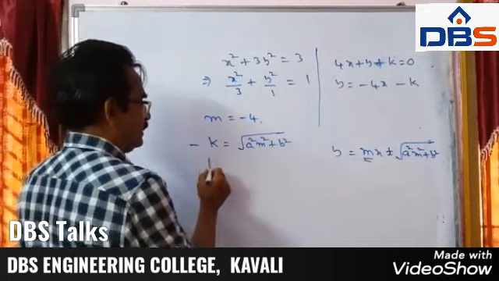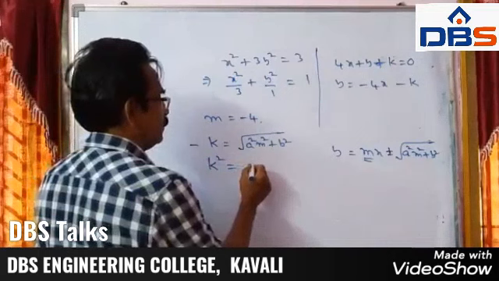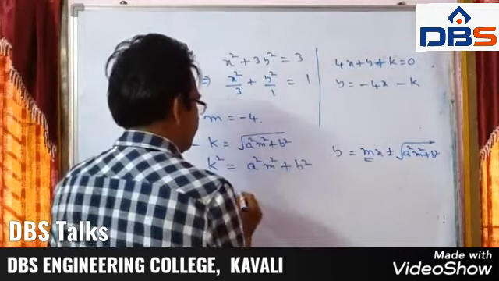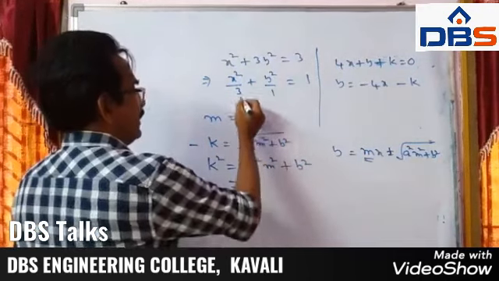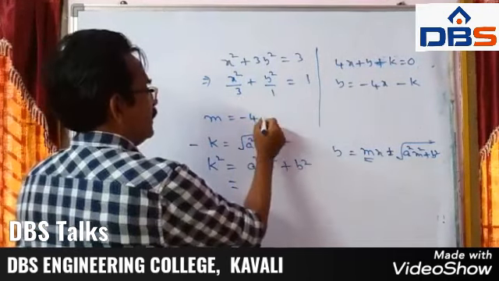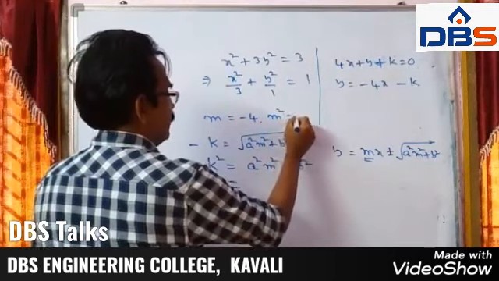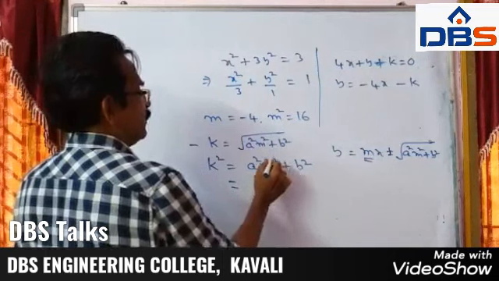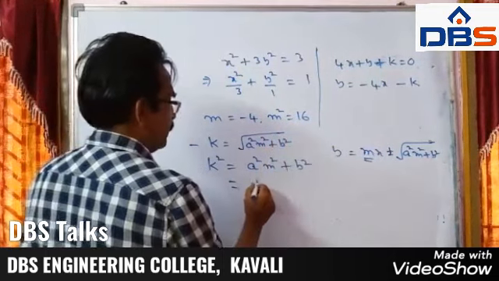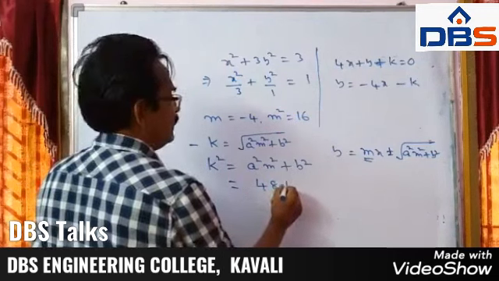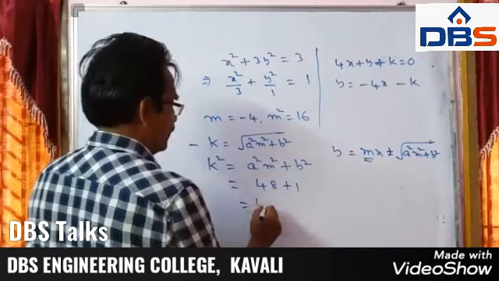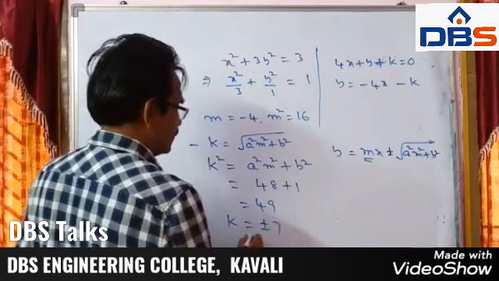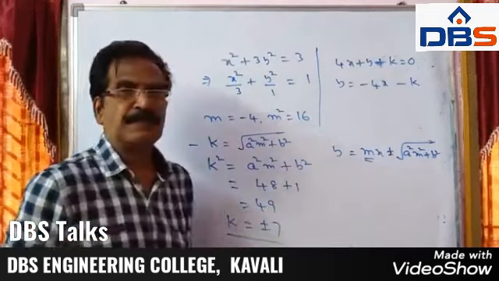Squaring on both sides, k² = a²m² + b². Here a² = 3, and m = -4 implies m² = 16. So a²m² is 3 into 16, which is 48, plus b² = 1, gives 49. So k² = 49, which implies k = ±7.